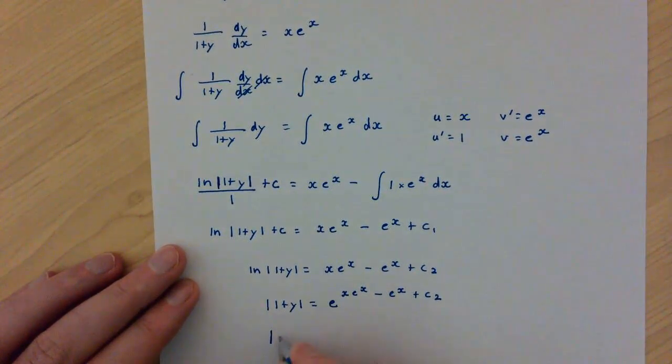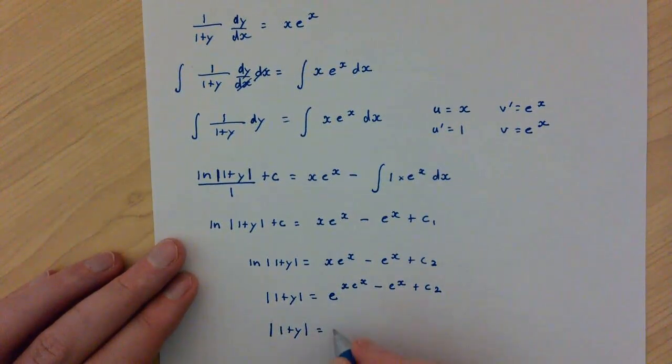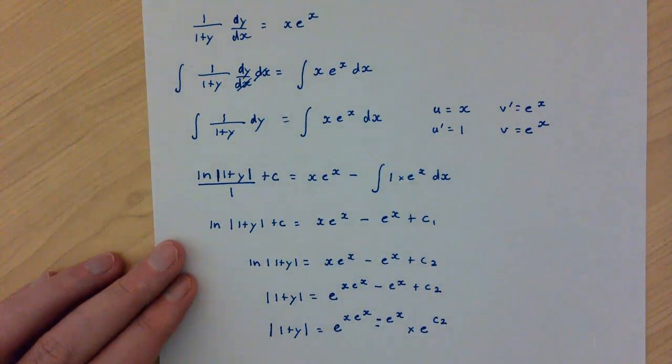So this next bit takes some work, but if I think about the modulus of 1 plus y, I can break up this power as e to the power of x, e to the power of x, minus e to the power of x times e to the power of c2. Now e to the power of c2 is just some constant which we call a. So we have it at the front as a e to the power of x, e to the power of x, minus e to the power of x.